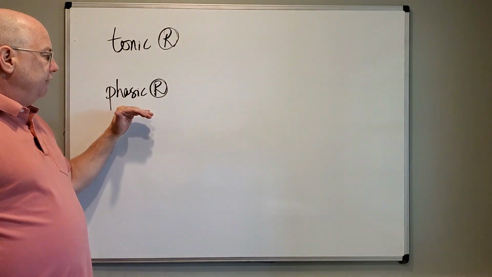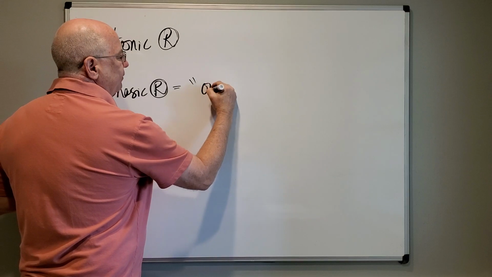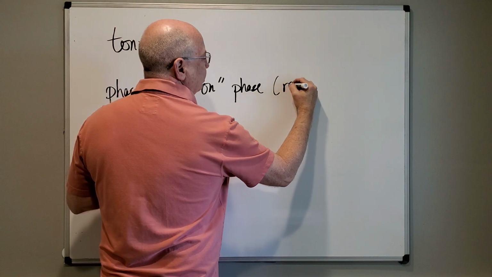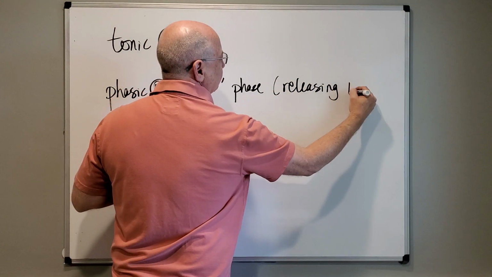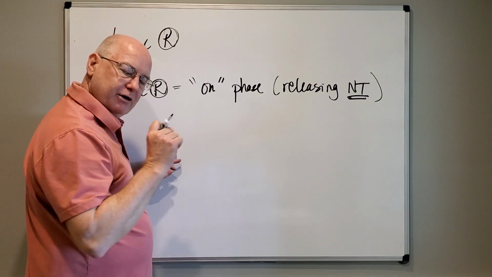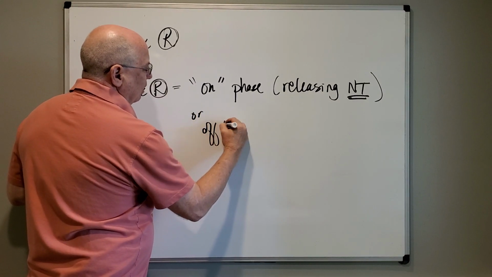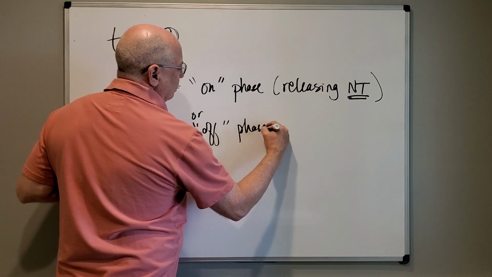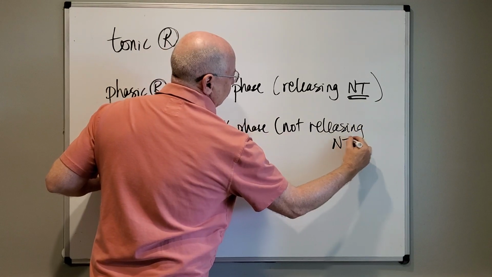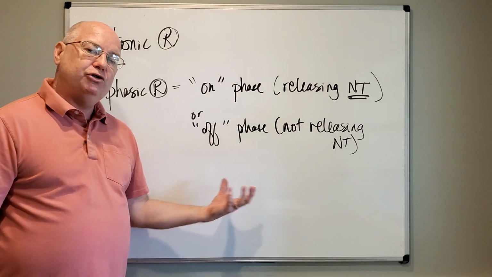I'm going to talk about phasic receptors first. When we talk about phasic receptors, we usually say that they have an on phase. And by that, what we mean is they are releasing neurotransmitter. They're firing action potentials. NT is going to be my abbreviation for the word neurotransmitter, the chemical released by a neuron onto another cell. Or they have what's called the off phase. They are not releasing neurotransmitter.